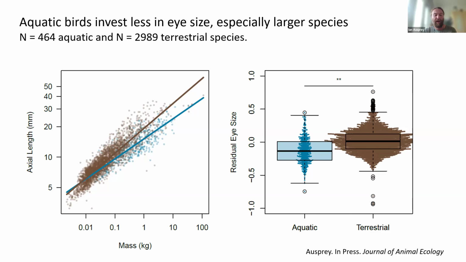And this is actually what I found when you look at the allometric relationship between axial length, or eye size, and the mass of the bird species. All the aquatic species in blue, you can see, have this shallower allometric relationship compared to terrestrial species. And then if you look at residual eye size, so eye size relative to body mass, you also find terrestrial species tend to, on average, have larger eyes given their body mass than aquatic species. Again, supporting this idea that this group of birds that live in these very bright environments basically don't need to invest quite as much in this metabolically costly organ.